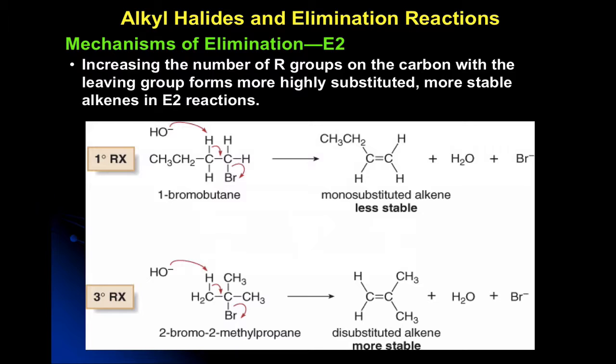So if we look at a primary alkyl halide, right, the OH group, in this case is what we're going to use as a base, comes in, abstracts that hydrogen. These electrons form the pi bond, and the bromine leaves all in one step. And we end up with a monosubstituted alkene, right, which is less stable. And that goes through the transition state. This bond is actually a little stronger, if you will. Okay, so if I look at this, how is the base coming in and the leaving group leaving? How is that arranged?